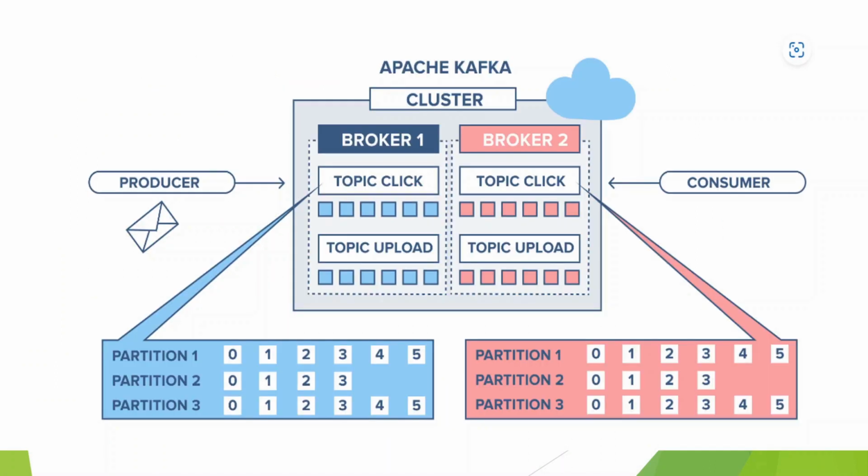This is a very basic diagram of how Apache Kafka works internally. Here we have a producer, then we have an Apache Kafka cluster. A cluster will have more than one broker. A broker is an Apache Kafka instance, so a cluster will have more than one Apache Kafka instance. We call it a broker. In this diagram, we have two brokers, broker 1 and broker 2, and each broker will have more than one topic. Broker 1 has topic click and topic upload, and in the same way, broker 2 also has topic click and topic upload.